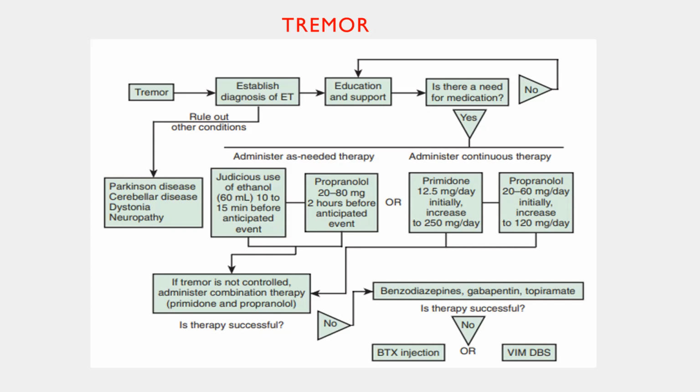Even after that, if the patient is having persistent essential tremor, you can add a small dose of benzodiazepine, gabapentin, or topiramate. Even after that, if the patient is not improving, you can plan for botulinum toxin or deep brain stimulation surgeries. Okay. Meanwhile, you need to rule out the causes for kinetic and postural tremors. Okay. After ruling out the other causes, you can start.